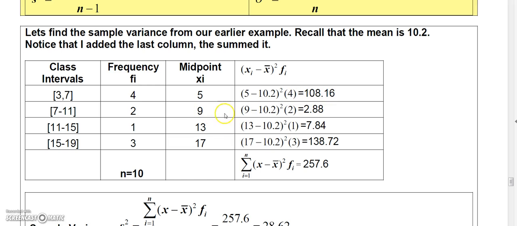And then for 9, I take 9 minus the mean squared, and I multiply that by 2 because the frequency is 2. And then I take 13 minus the mean squared and multiply that by 1 because I only have one of those. And then I take 17 minus the mean squared and multiply that by the frequency of 3. And then if you add all of these up, what that does is sum this product, x minus x bar squared times fi, and it gives me 257.6.